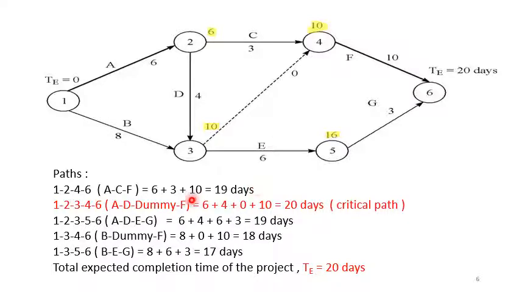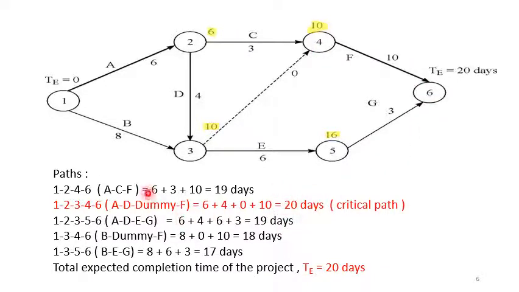So finding out the different paths from start to finish, we see that the first path is 1, 2, 4, 6 with a total expected completion of 19 days. That is 6 plus 3, 9, 9 plus 10, 19 days. The second path is 1, 2, 3, 4, 6, that is including the dummy. So that is A, D, dummy, F. That again comes to 20 days.